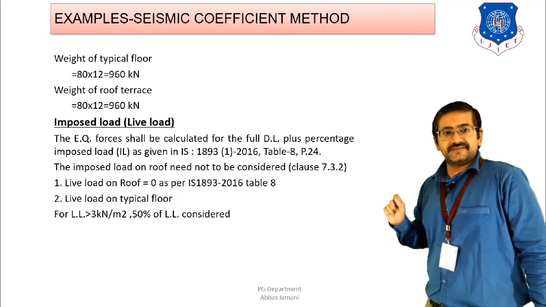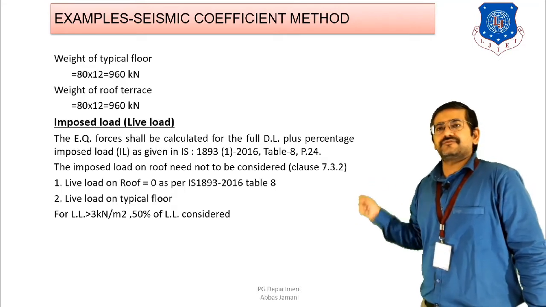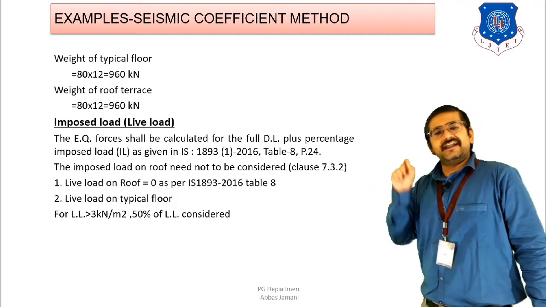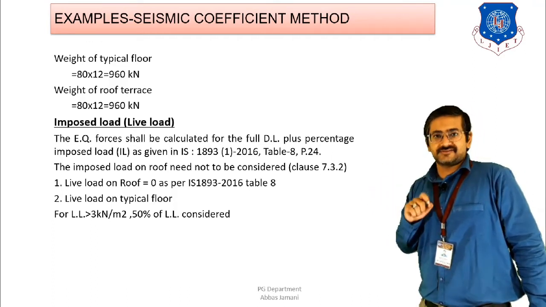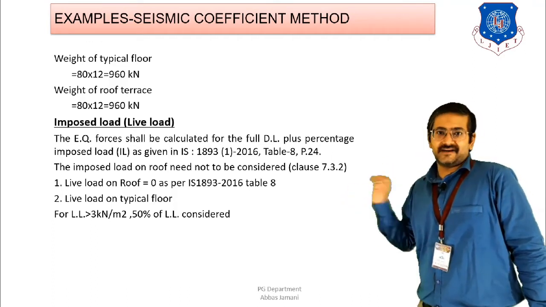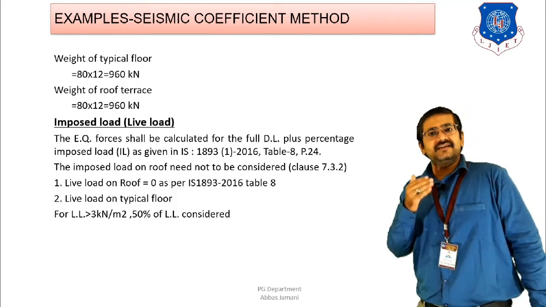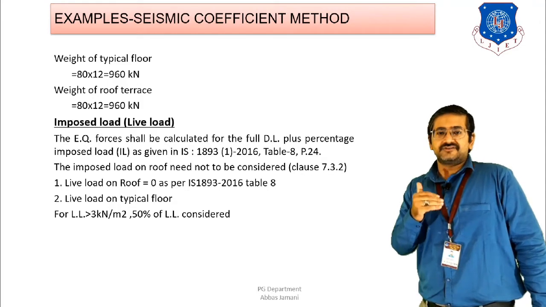When I come to the part of the roof, the value is going to be the same, because the area is the same and the dead load is fully considered for the terrace also. So 80 into 12 is going to be 960 kilonewton again, right? So this is how we have calculated the lumped mass on each floor based on the dead load value.